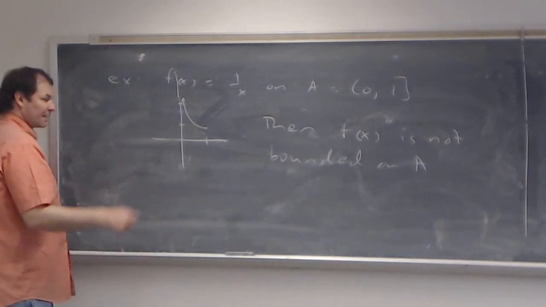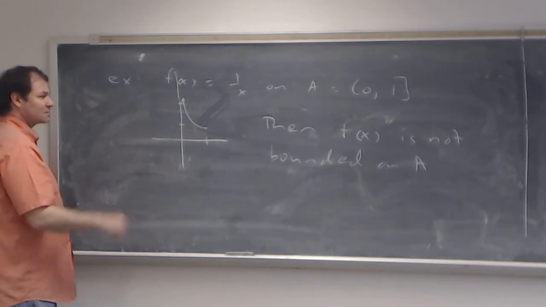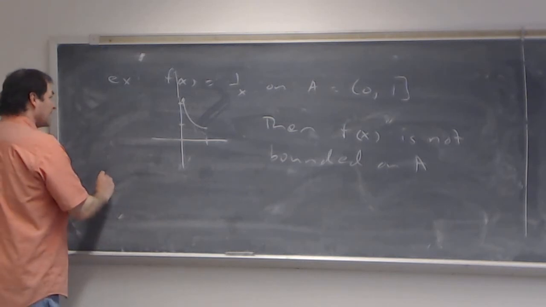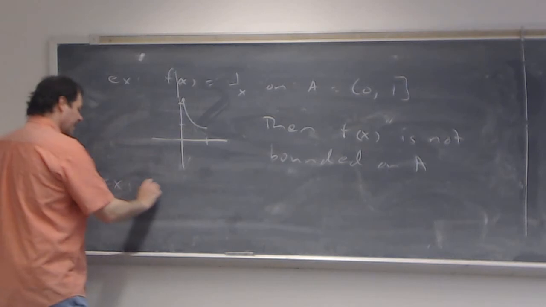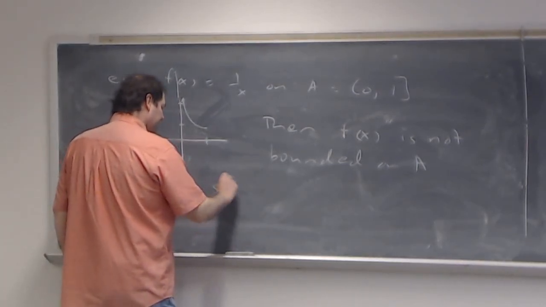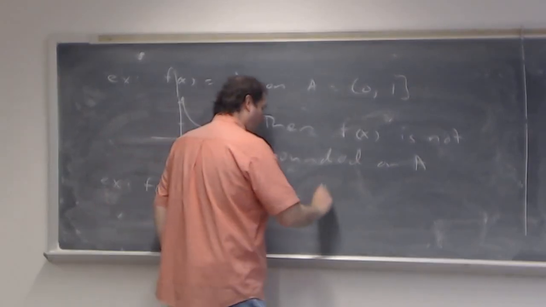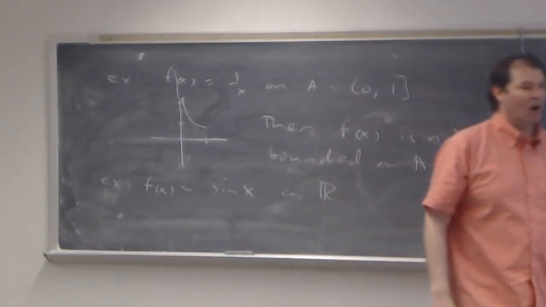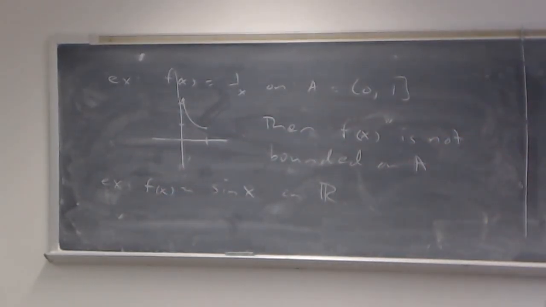So we have an example that's bounded and an example that's unbounded. I'll tell you another one. What if you have f of x equal to sine of x on R? Oh, this is easy. Is this bounded? What's it bounded by? What number is the absolute value of sine of x always less than or equal to? 1. It sure is.